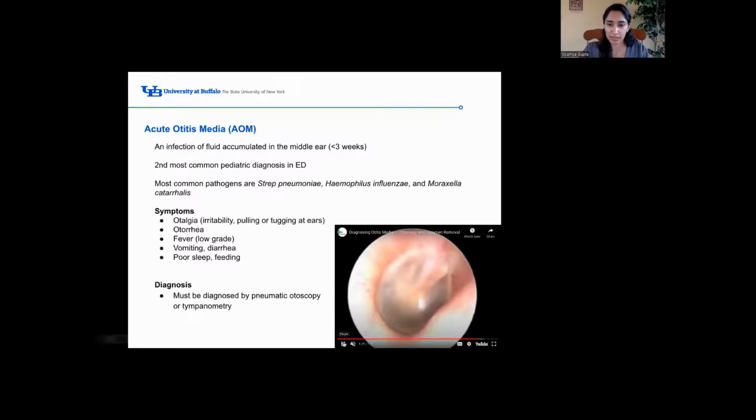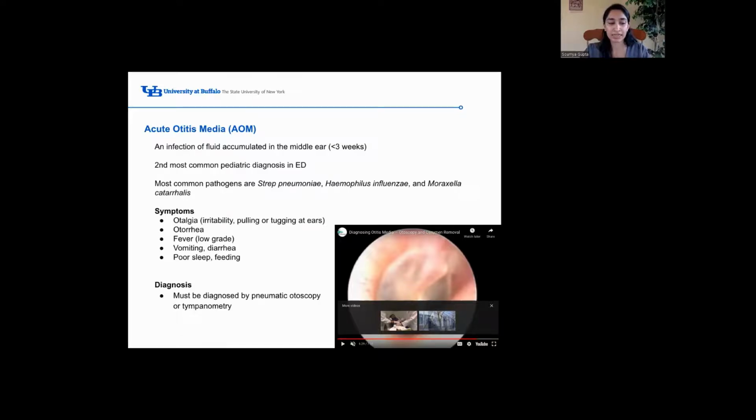So this is acute otitis media. And here, I'll just pause this. What it is, is an infection of fluid that accumulates in the middle of the ear. And this is an acute episode because it's been less than 3 weeks in this patient. It's very common in children. It's actually the second most common pediatric diagnosis in the ED right after upper respiratory infections. And the most common pathogens are Strep pneumoniae, followed by Haemophilus and Moraxella.